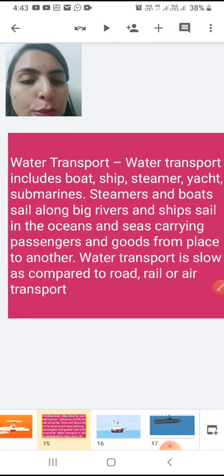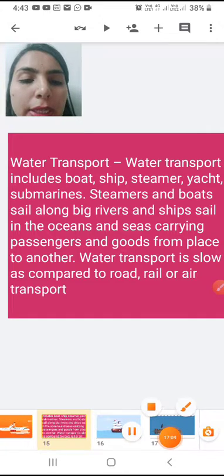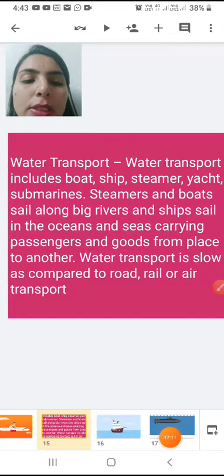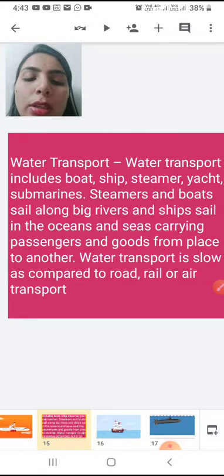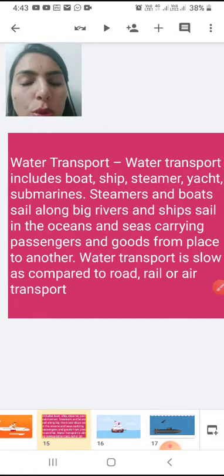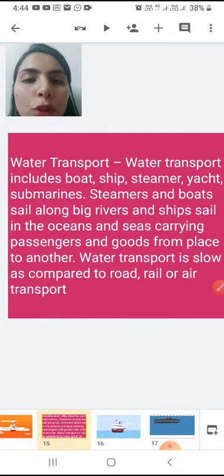Next is water transport. Water transport includes boats, ships, submarines, steamers, which sail along big rivers, and ships sail in the oceans and the seas, carrying passengers and goods from one place to another. Water transport is slow as compared to road, rail or air transport. So these are the different kinds of transport.